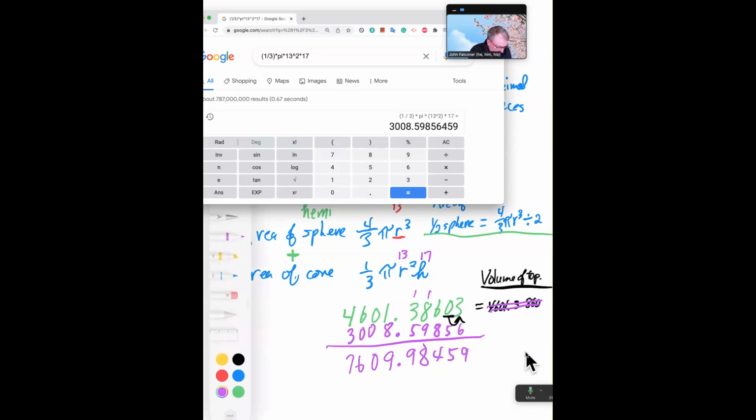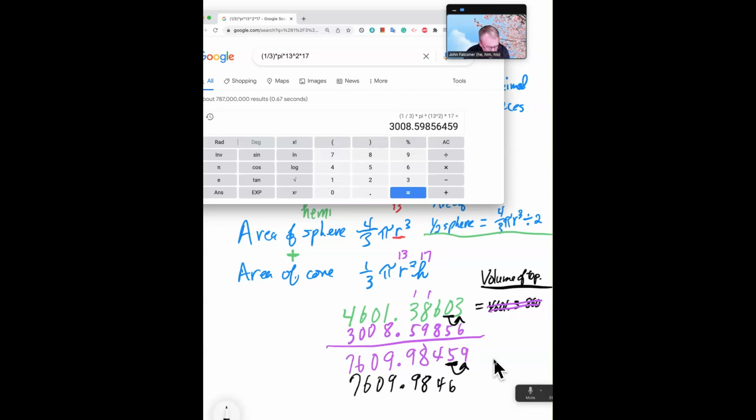So we're looking at the fourth decimal place. So we're going to underline that one. And the number on its immediate right is 5 or higher, which means that the number that's underlined will increment by 1. That'll turn to 6. And the 9 falls away, and we can just bring down the rest of those numbers. 7,609 and 9,846 10,000ths. So this would be our final answer rounded, right?